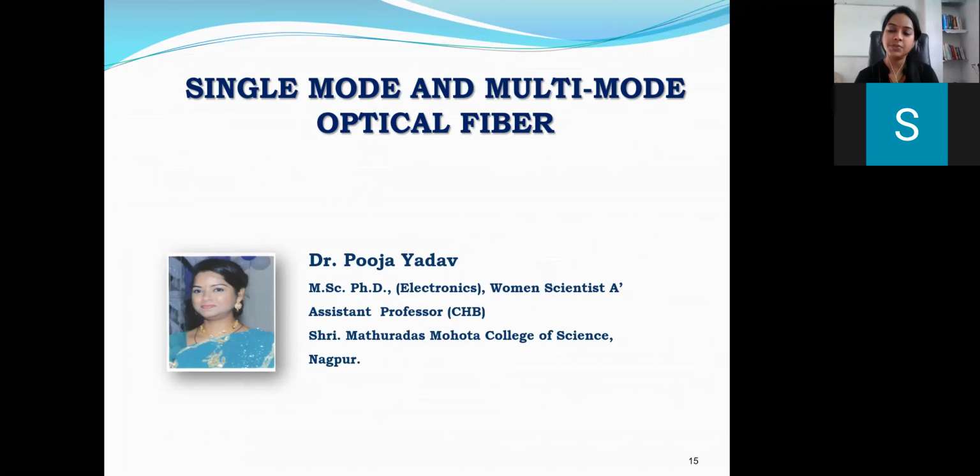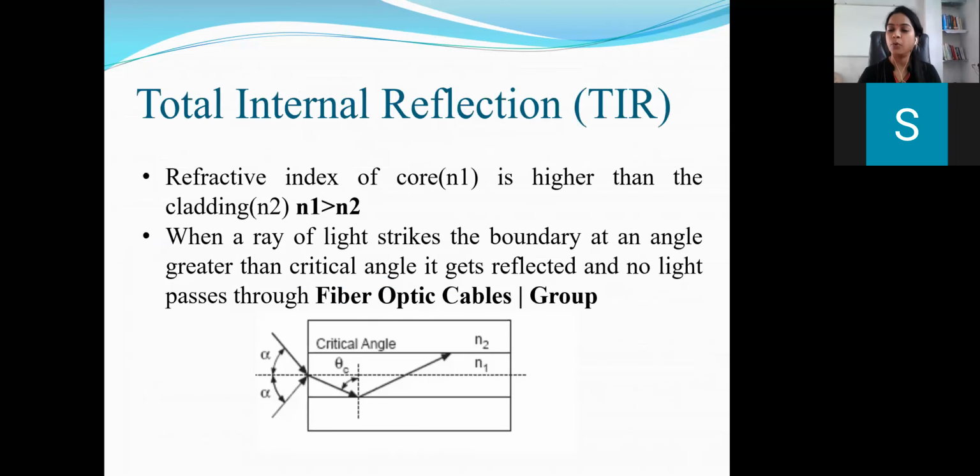So in the last lecture we have studied the introduction of optical fiber communication, and in this lecture we have seen two types of optical fibers. These are the types of optical fibers depending upon the design. Okay, how they are designed, it is divided into two parts. What are the two parts? Single mode fiber and multi-mode fiber.